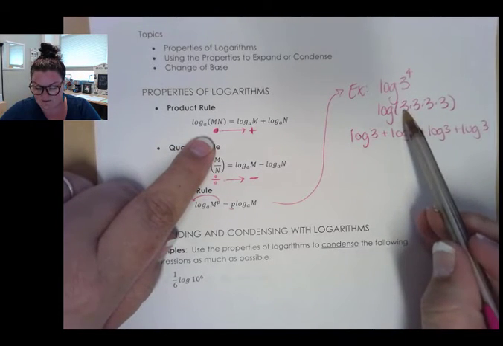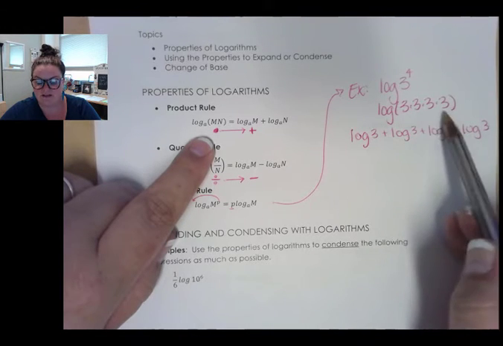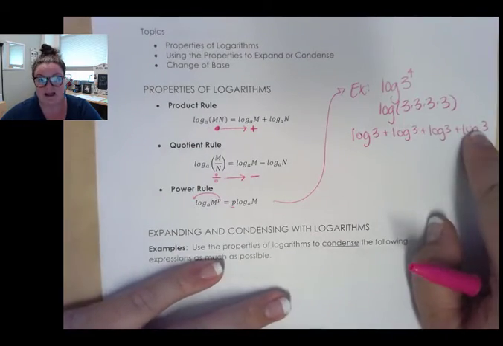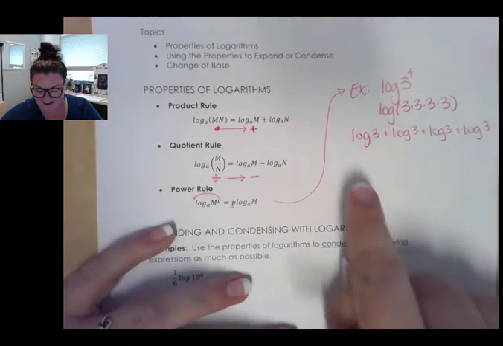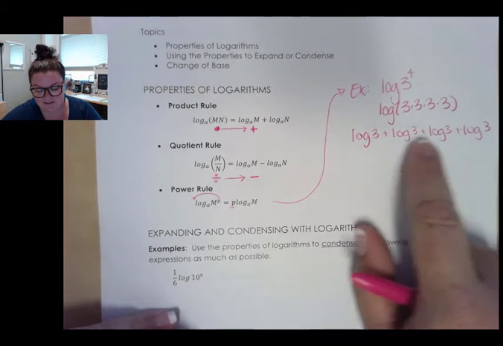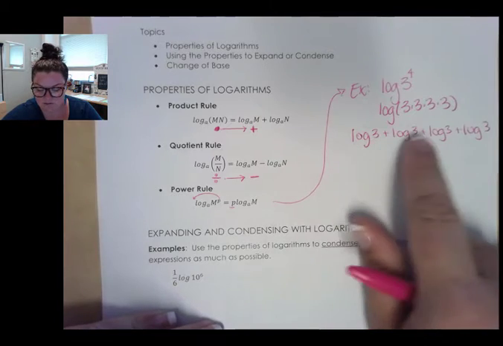Because anytime I have something multiplied in here, I can write its own individual log term for each factor and just add them. Notice if I add them up, how many am I going to end up with? I have 1 log 3, this gives me 2 log 3, this gives me 3 log 3, and this gives me 4. 1, 2, 3, 4.